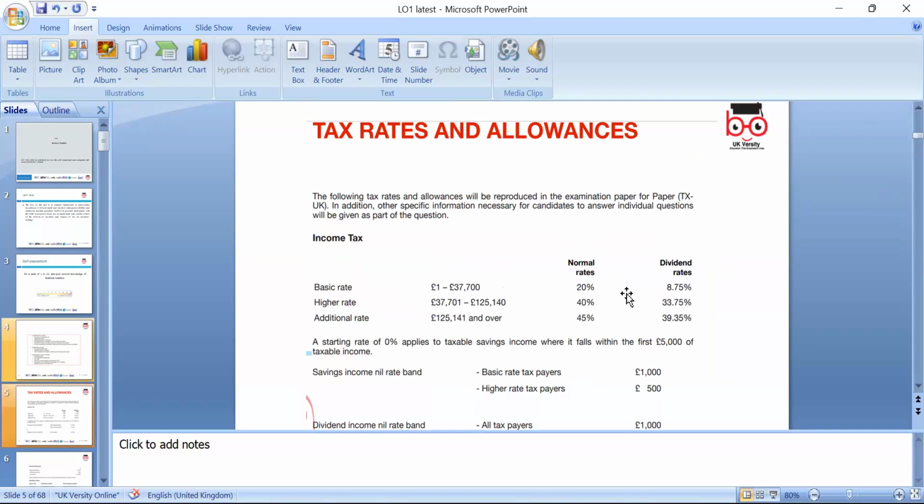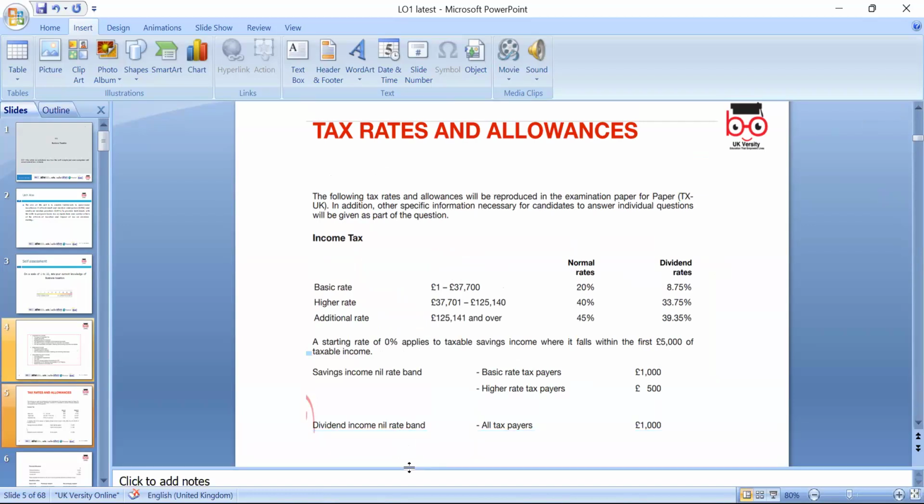This year we have £12,570, which is called the personal allowance. If you earn more than that, we have a 20% tax. If you draw the dividend, it is 8.75%. If you earn more than £37,701, then it is 40%. If you earn more than that, that will be 45%.